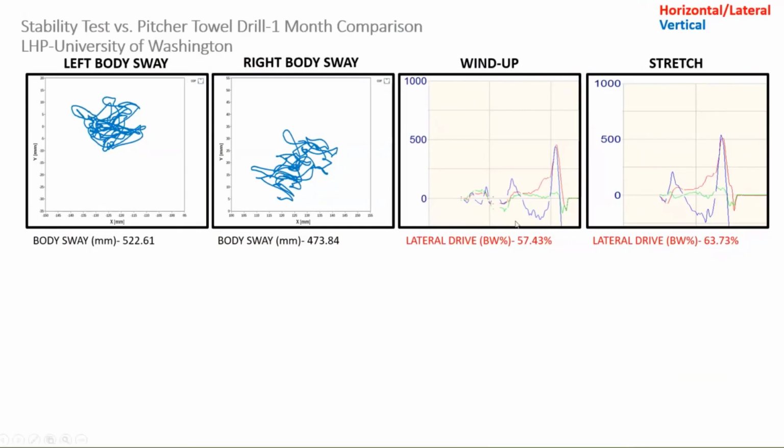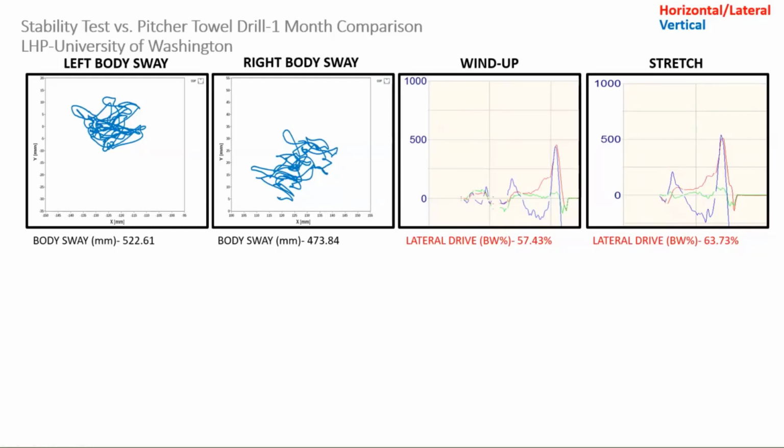How body sway can affect this particular drill. This is a left-handed pitcher. The sway path is below average. My average over the thousands of athletes I've worked with is about 400 millimeters of movement. Anything below that is good, and above that is when you start to get into that unstable state. As you can see, the vertical force and the horizontal force don't have that separation.